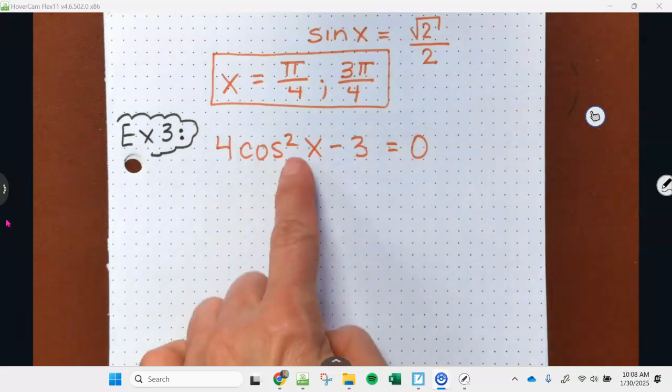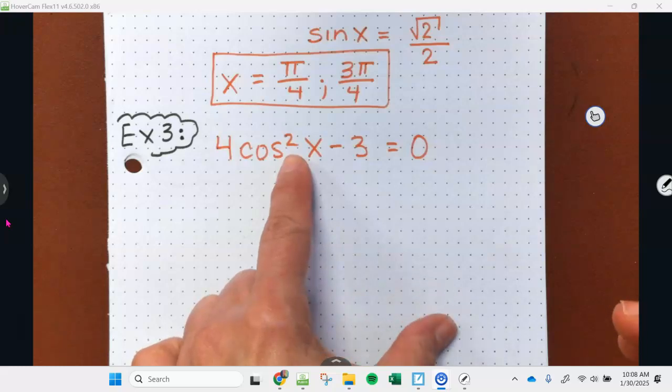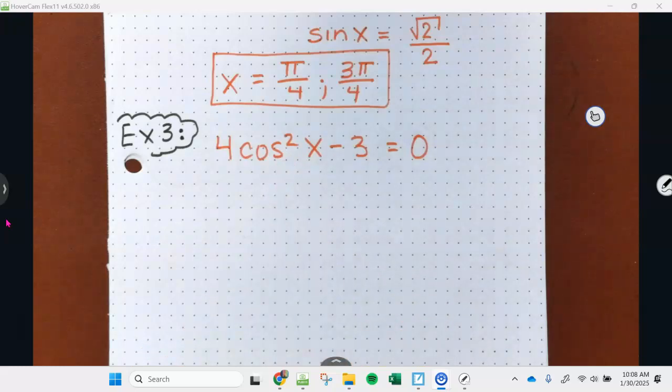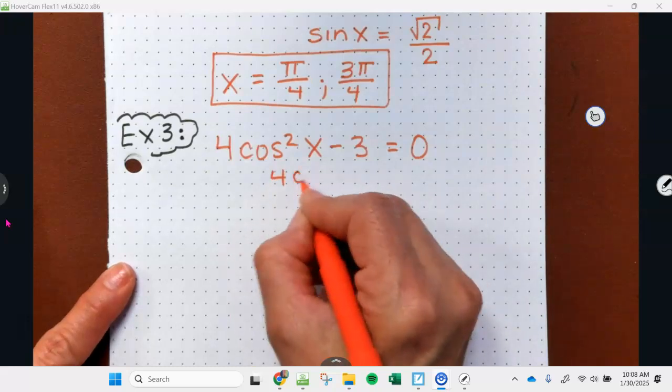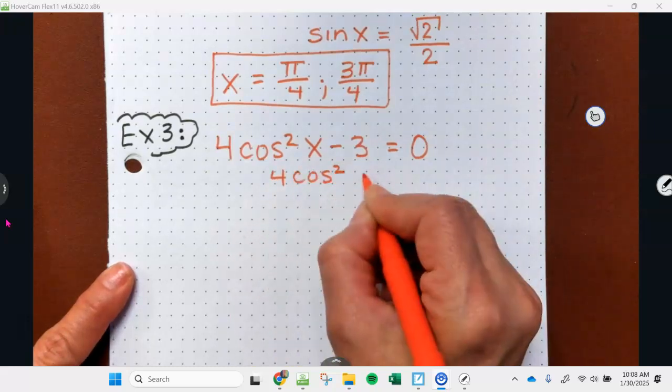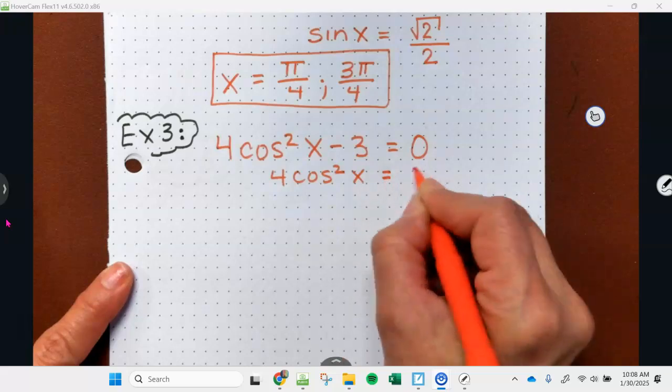And then how do I unsquare something? Square root. And what else do we draw when we draw a square root symbol? Plus, minus, yes. All right, here we go. Move the 3 over. Divide by 4.